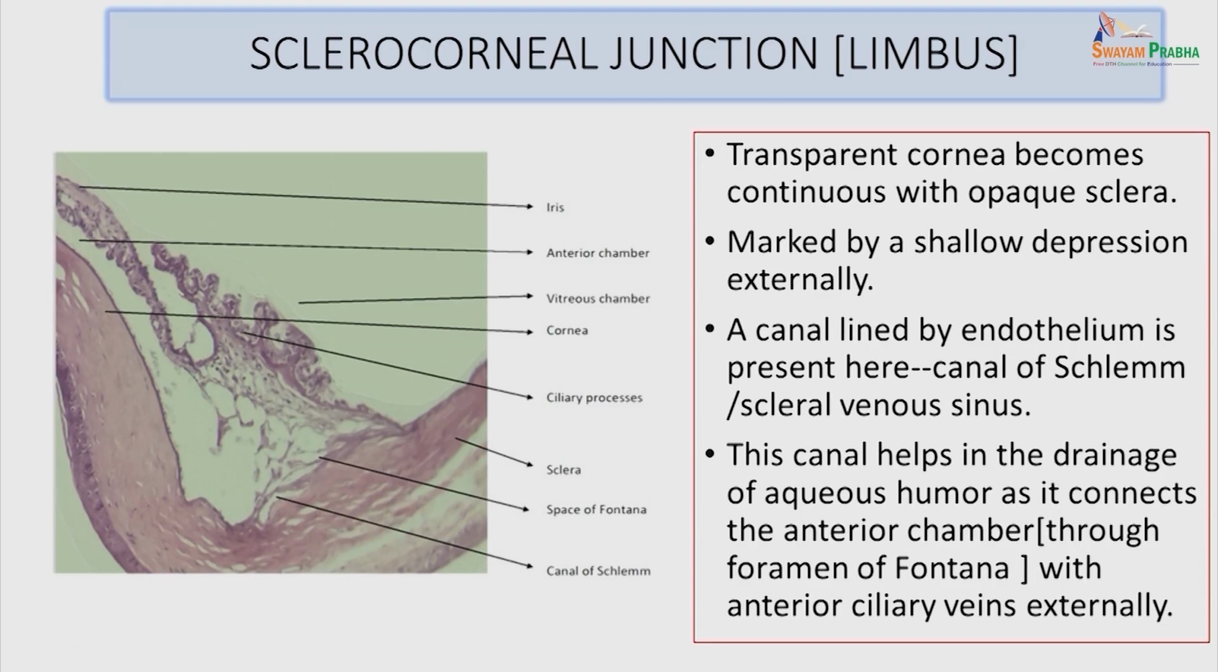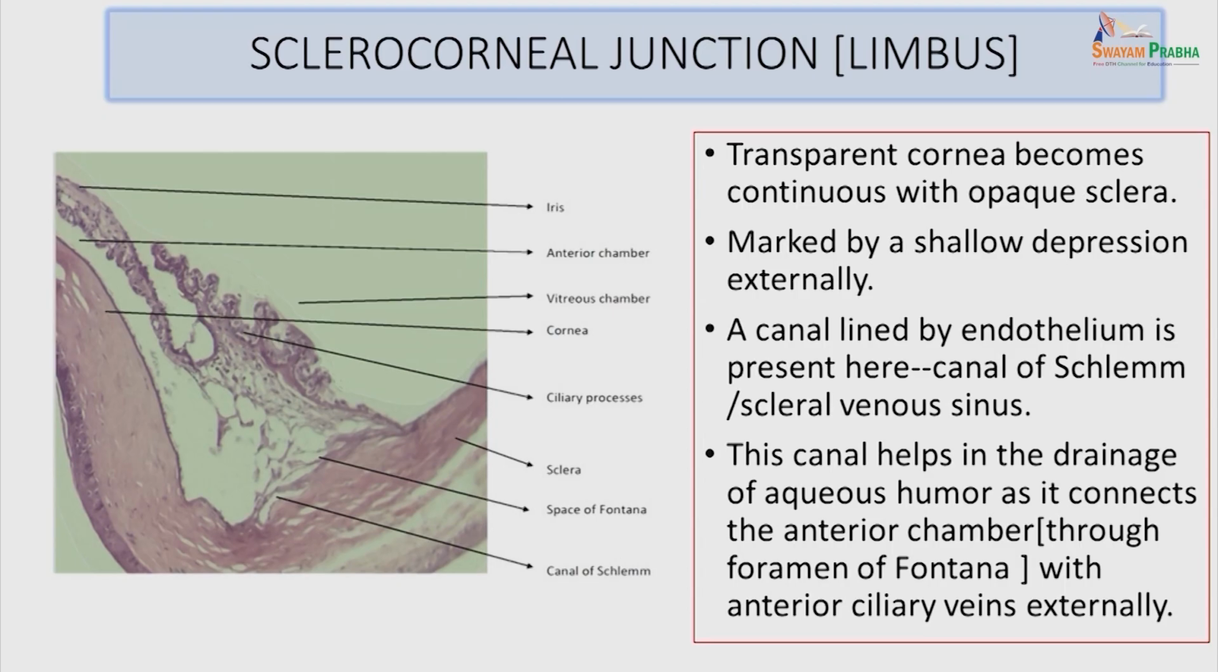It is marked by a shallow depression externally. A canal lined by endothelium is present here, the canal of Schlemm, that is, the scleral venous sinus. This canal helps in the drainage of aqueous humor as it connects the anterior chamber through the foramina fontana with the anterior ciliary veins externally.